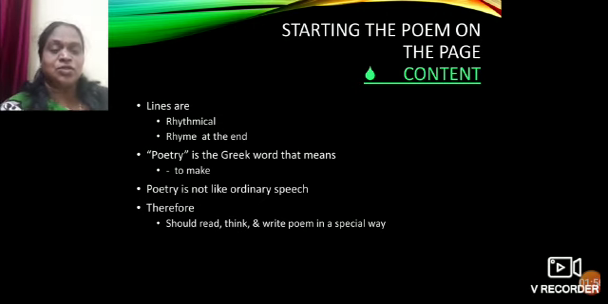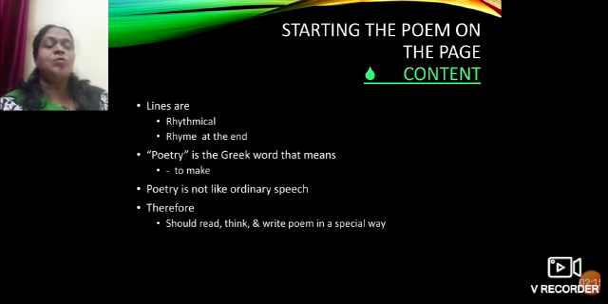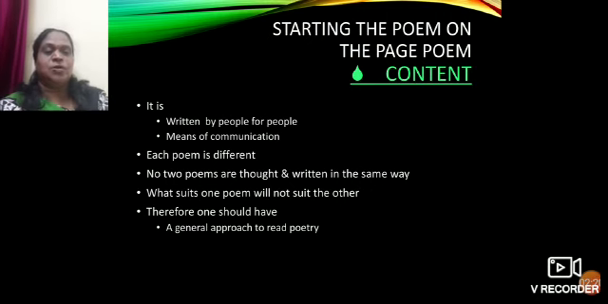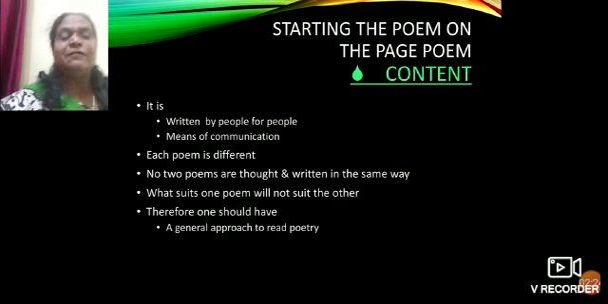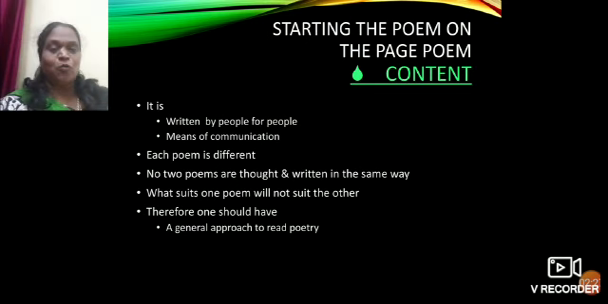Now, if that is so, let's look at what the word poetry stands for. The word poetry is a Greek word that means to make. Now, poetry is not like ordinary speech, so it's something special. Therefore, you need to learn and understand how you read, think and write a poem in a special way. So, why is a poem written? It is written by people and for people. And therefore, we understand that it's a means of communication.